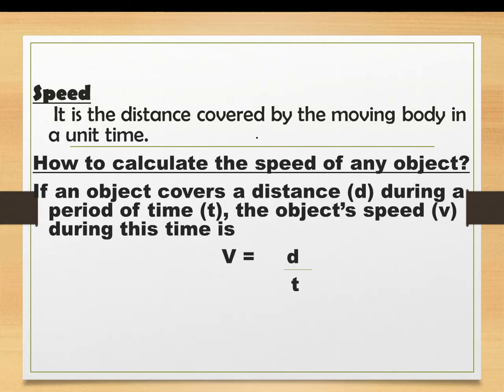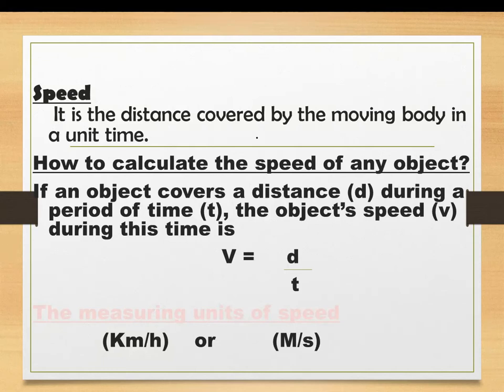So here we have how you can calculate the speed of the object. If an object covers a distance d during a period of time t, how can we find the speed? The speed here will be v. v equals distance divided by time, or d over t. So speed equals distance over time.